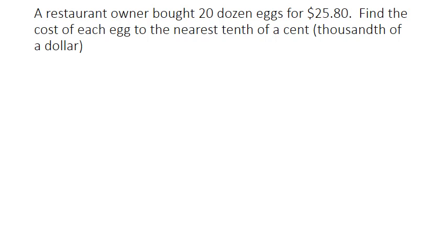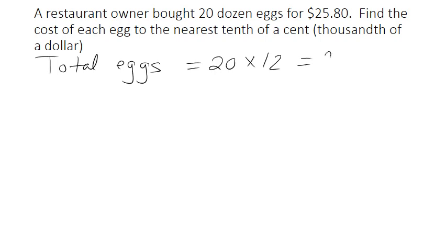A restaurant owner bought 20 dozen eggs for $25.80. Find the cost of each egg to the nearest tenth of a cent, or the thousandth of a dollar. I'm going to begin by determining how many eggs there are in total. I know that there are 12 eggs in a dozen, so that tells me that the total eggs is 20 times 12, which is 240.